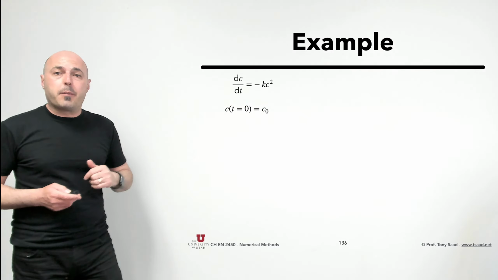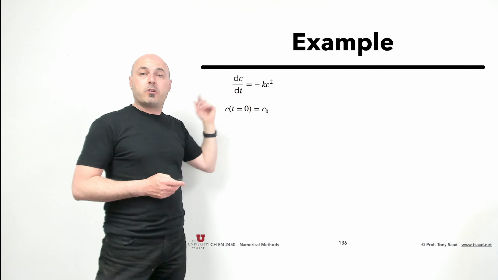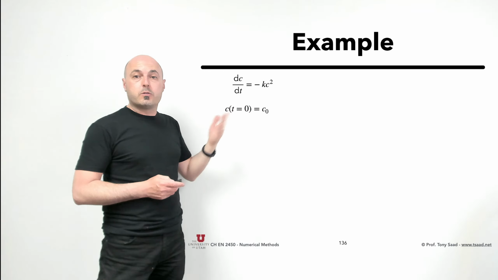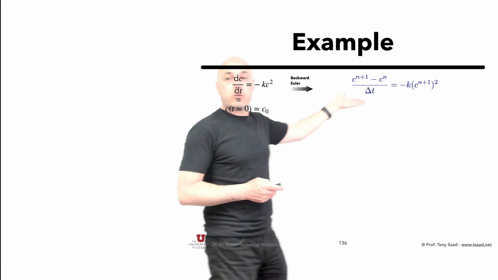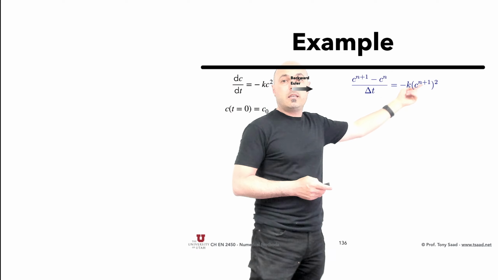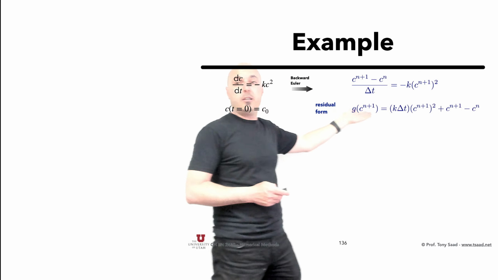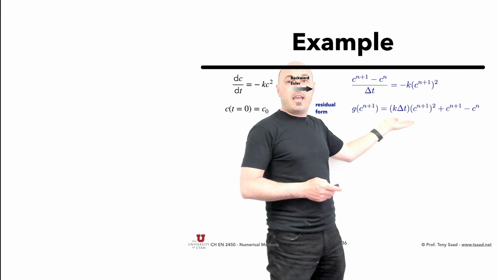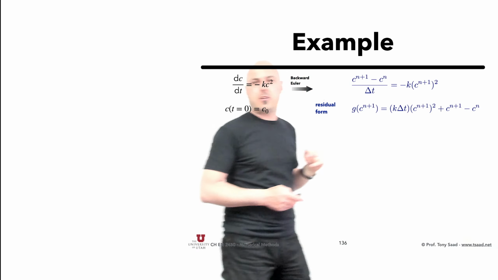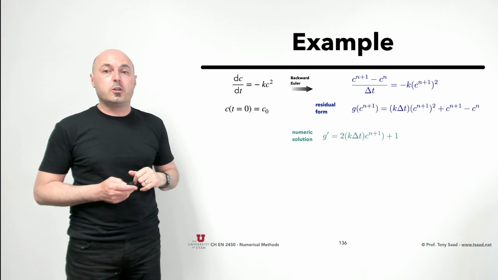And here's an example. dc by dt equals minus k c squared. Clearly this right-hand side is nonlinear because the dependent variable c shows up nonlinearly. And the backward Euler method tells us that Cn plus 1 minus Cn over delta t is minus k Cn plus 1 squared. If you take out that equation, it's nonlinear, and your residual function is k delta t Cn plus 1 squared plus Cn plus 1 minus Cn. Notice I just changed the sign over here in this residual function. It doesn't matter because it's going to be set equal to 0.